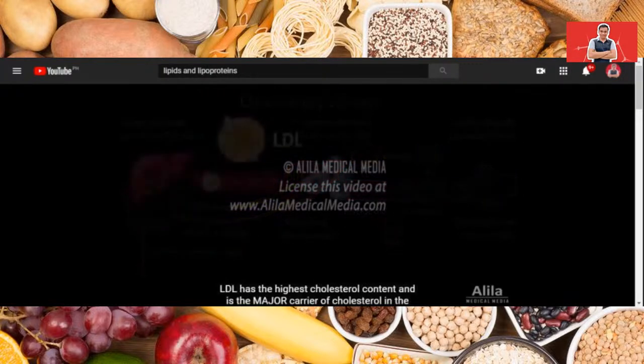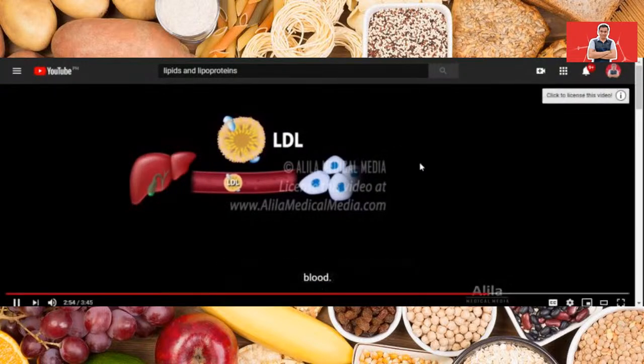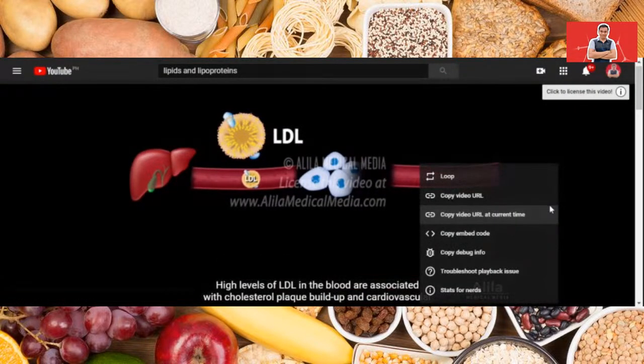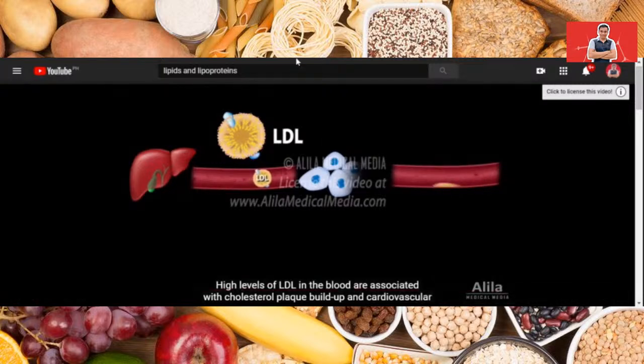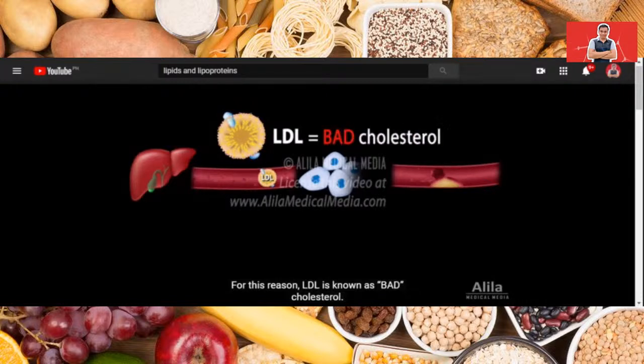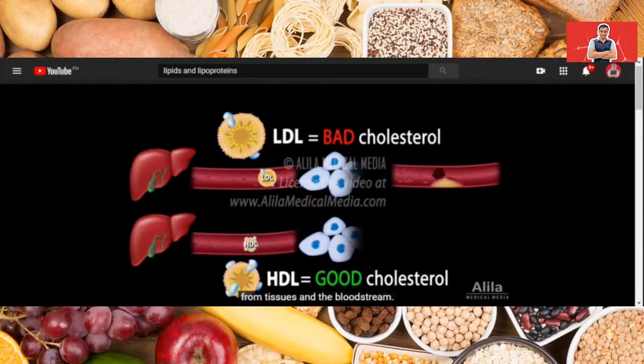LDL has the highest cholesterol content and is the major carrier of cholesterol in the blood. High levels of LDL in the blood are associated with cholesterol plaque buildup and cardiovascular diseases such as heart attacks and strokes. For this reason, LDL is known as bad cholesterol. On the other hand, HDL is called good cholesterol because it removes excess cholesterol from tissues and the bloodstream.